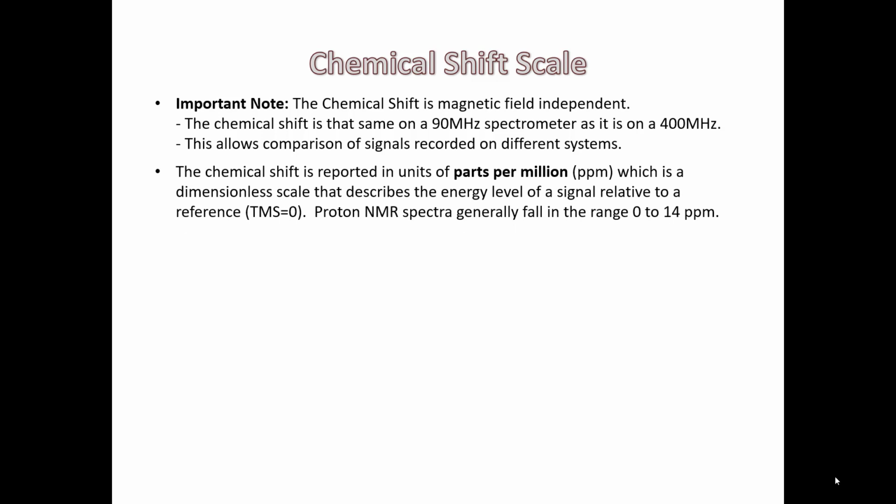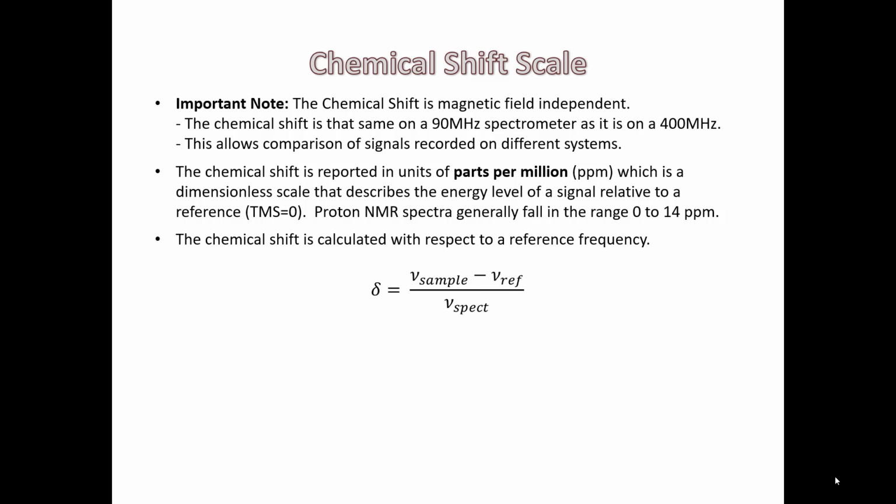The chemical shift is reported in units of parts per million, which is a dimensionless scale that describes the energy level of a signal relative to a reference. As we mentioned, TMS equals 0. Proton NMR spectra generally fall in the range of 0 to 14 ppm. When you're calculating a chemical shift, we calculate the difference between the frequency of the sample and the frequency of the reference in regards to the frequency of the spectrometer.